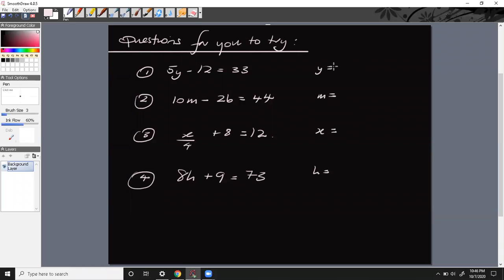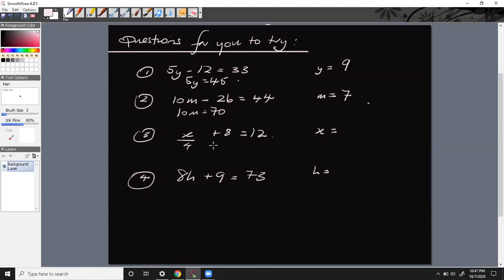Okay, so for question 1 then, you've got 5y minus 12 is equal to 33, so therefore 5y must equal 45, so y is equal to 9. 10m minus 26 is equal to 44, so 10m is equal to 70, so m is equal to 7.